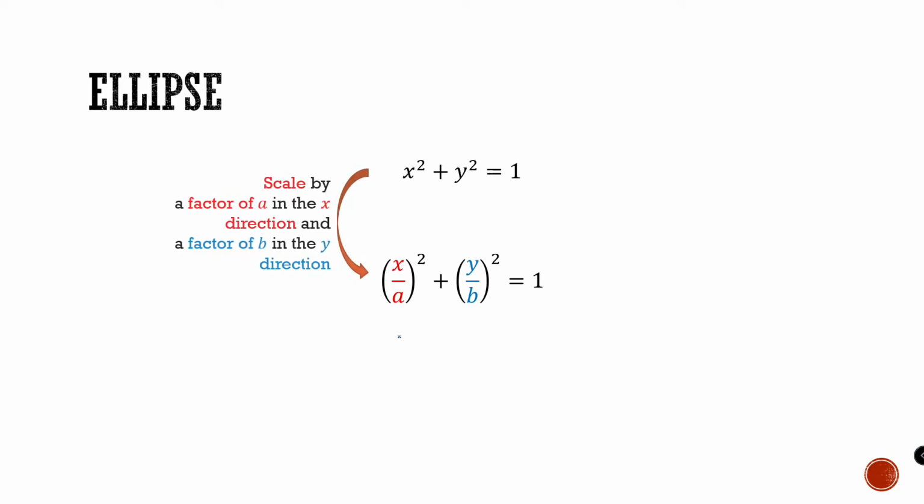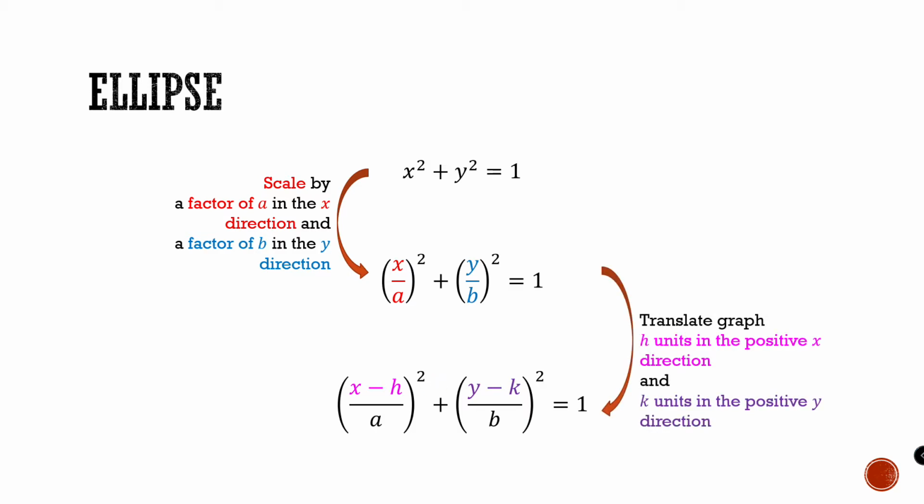If you recall, what this does is that it scales your graph in the x direction, because you replace x by x over a. You divide by a, so you are actually scaling by a factor of a. Same with the y: you are scaling by a factor of b in the y direction because you divide by b. Lastly, you can replace the x with x minus h, y with y minus k. We learned that this is a translation, so you translate h units in the positive x direction, k units in the positive y direction.